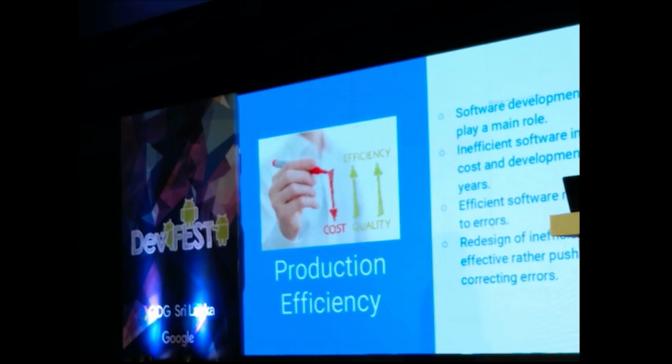And next is production efficiency. Efficiency is related to cost as well, because software development time and cost play a main role in the system. Inefficient software increases time and cost, and development could extend for years, because there are systems which have been extended up to multiple years due to that.